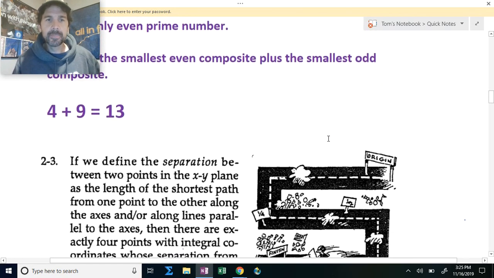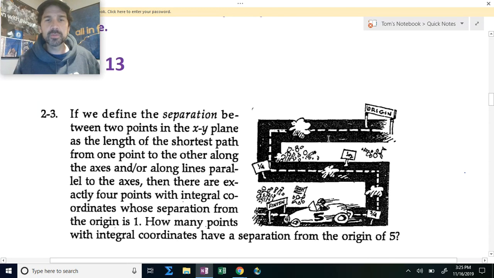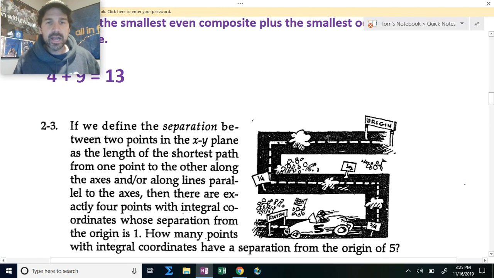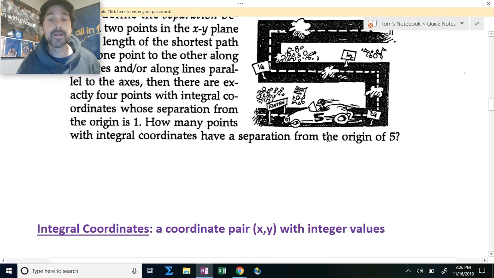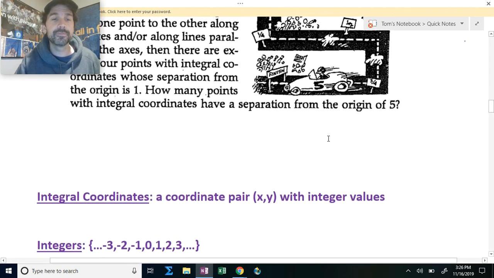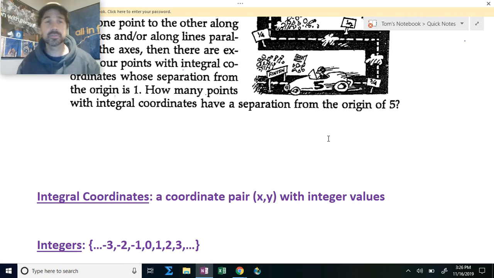Number 3. Basically, we want to come up in this problem. It asks you to find how many integral coordinates have a separation of 5 from the origin if you're only moving along lines that are parallel to the x-axis or the y-axis. And the first question you might ask is, what the heck is an integral coordinate? Well, it's a coordinate pair, like x, y, with integer values. And you might be saying, well, what is an integer value? Well, integer values are numbers like -3, -2, -1, 0, 1, 2, 3.